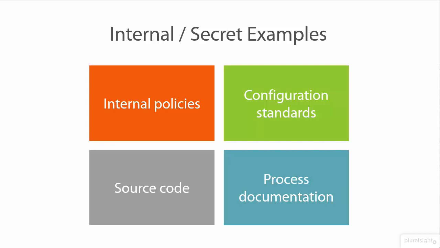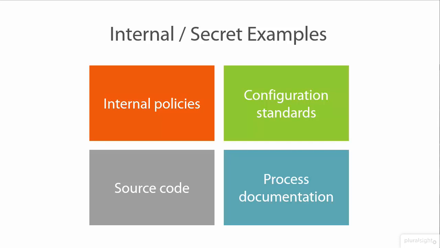Configuration standards for your technology assets are also examples of information that will most likely be internal or secret. Depending on the security requirements of your organization, they could also be examples of confidential or top secret classified information, but that would almost certainly not be public or unclassified.